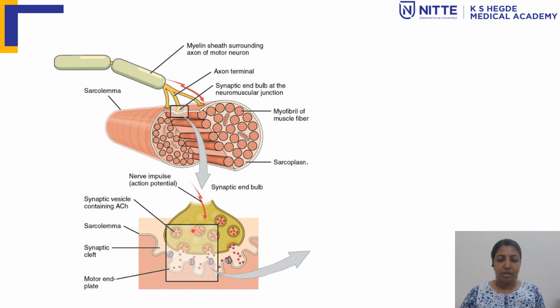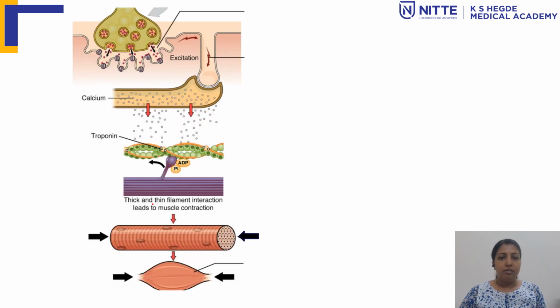Once the action potential reaches the end of the axon, what happens? There is release of acetylcholine into the synapse, which will bind to the receptors on the motor end plate. There will be an increase in the influx of sodium, leading to depolarization of the motor end plate, and thus initiation of an action potential. This action potential excites the muscles. That is excitation, and this excitation has to result in contraction by the interaction between actin and myosin.